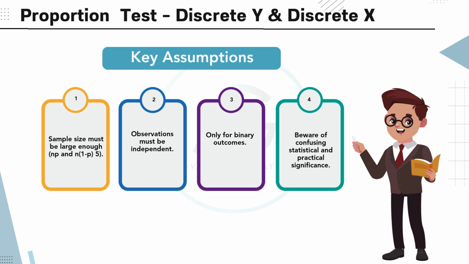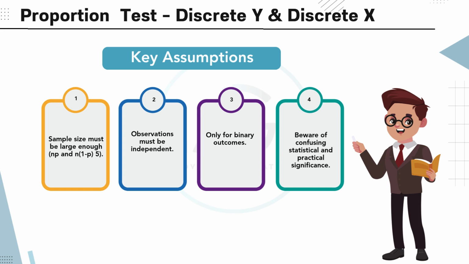3. Only for binary outcomes. The test is only valid when the data is binary, such as pass, fail, yes, no, or defective, non-defective. If the response variable has more than 2 categories, this test is not appropriate.